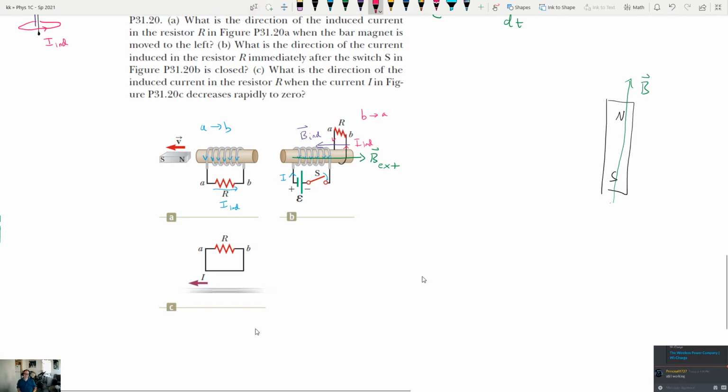C. All right. Why don't you all tell me your answer before we do this one? What did you all get for part C? A to B or B to A? I said A to B. I also got A to B. A to B as well.